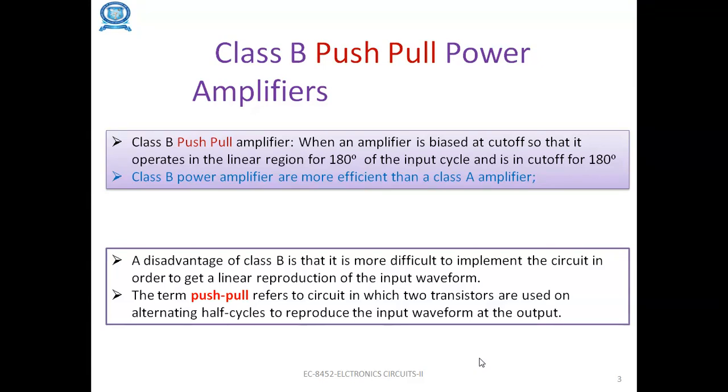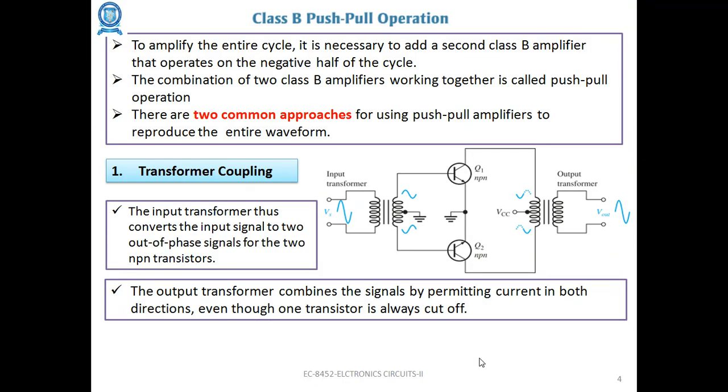Let us analyze the Class B push-pull power amplifier. To amplify the entire cycle, it is necessary to add a second Class B amplifier that operates on the negative half of the cycle. The combination of two Class B amplifiers working together is called push-pull operation. There are two common approaches for using a push-pull amplifier to reproduce the entire waveform. The transformer coupled Class B push-pull amplifier is shown in the figure.